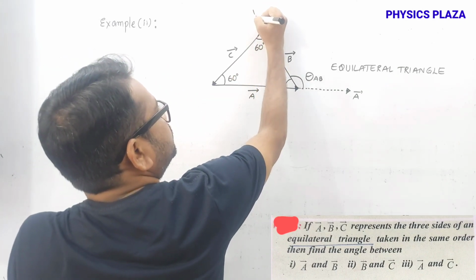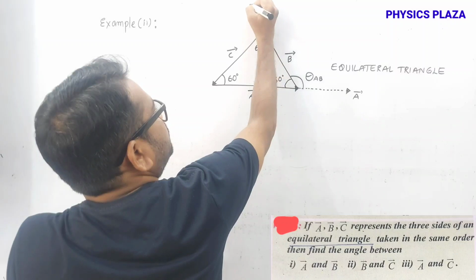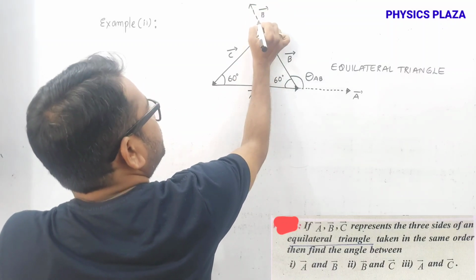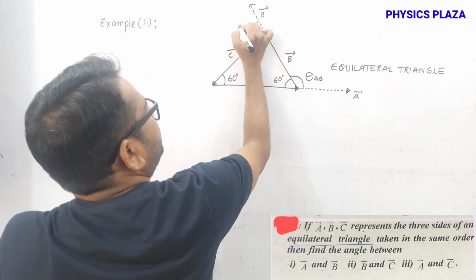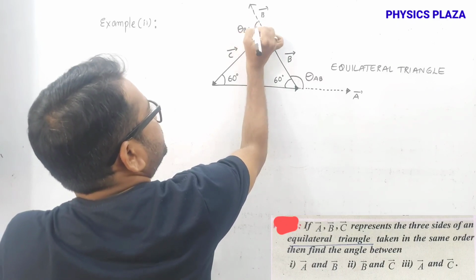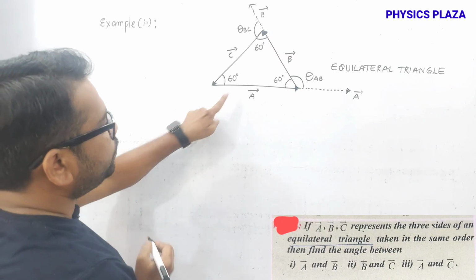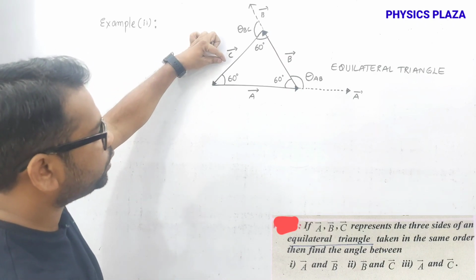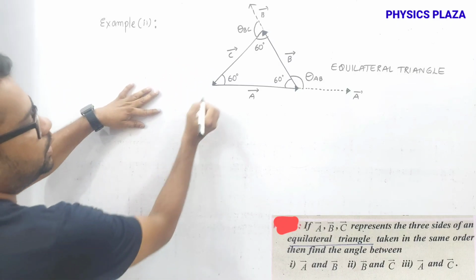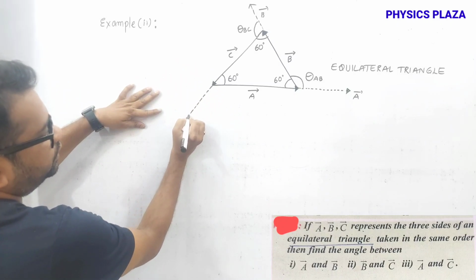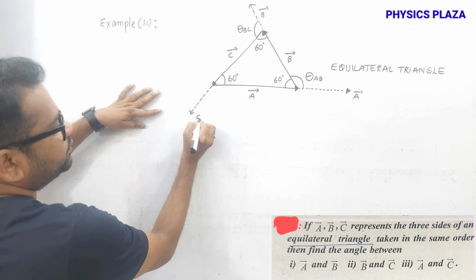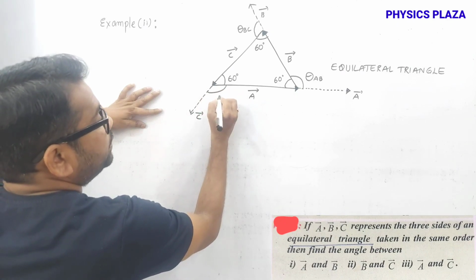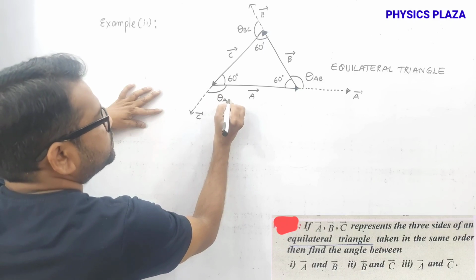Yes, let us prolong this parallel to itself. So this will be vector B. Now this will be the angle between B and C. Now here, either you can take this vector A back or you can prolong vector C in this direction. So let us take this. This is vector C, so this will be the angle between A and C, or C and A.